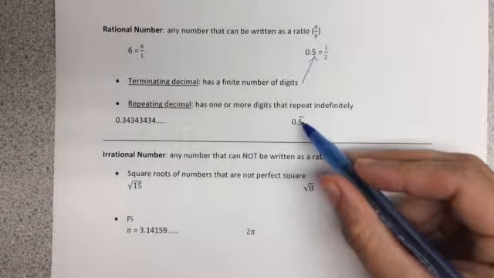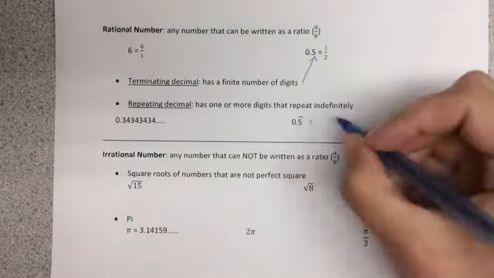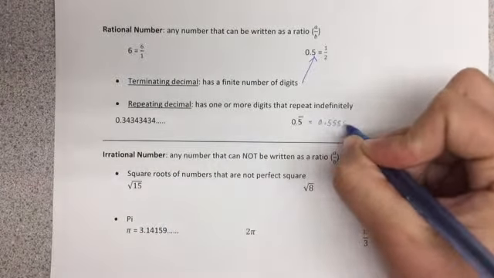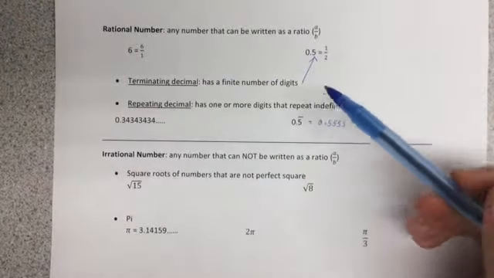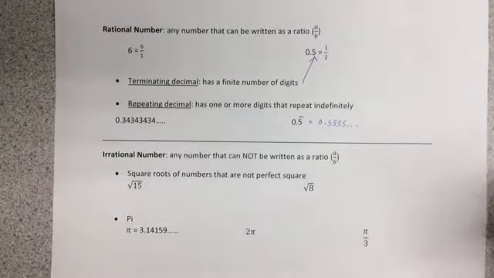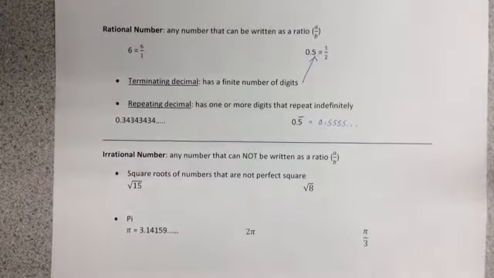You will also see something that looks like this. If there's a bar over a digit, that means that it repeats. So 0.5 with the bar over it is the same thing as saying 0.5555 goes on forever. So terminating decimals and repeating decimals are both rational numbers, as well as anything like a whole number, negative numbers, integers. Those are all rational numbers. The large majority of numbers that we work with in 8th grade math will be rational numbers.